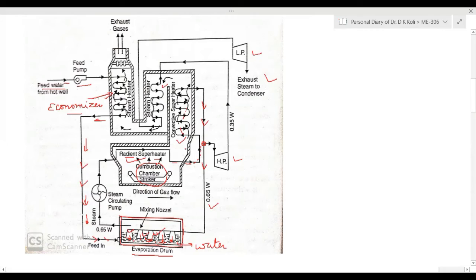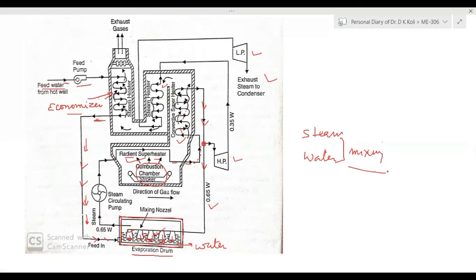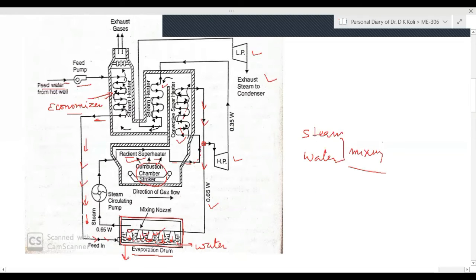So actually this is the working of the Loeffler boiler. Between the two fluids, one fluid is steam and another fluid is water. Both are mixed together. When there is direct mixing of the two fluids, there is no barrier between these two. If there is some barrier, then the salt will be deposited. But when they are mixed together, there is no problem of salt deposition. Any salt that is deposited will be taken out through this portion.